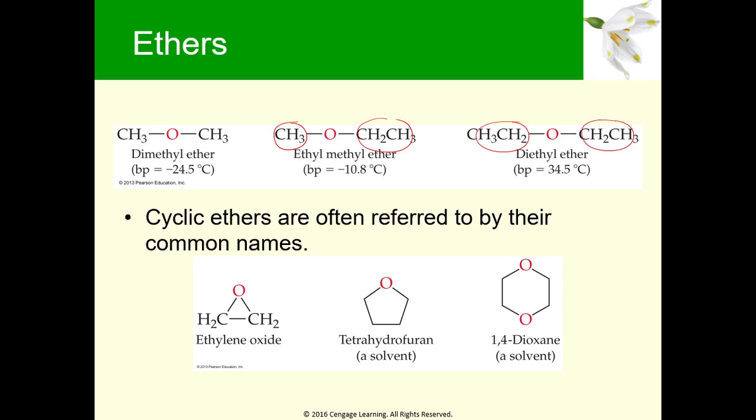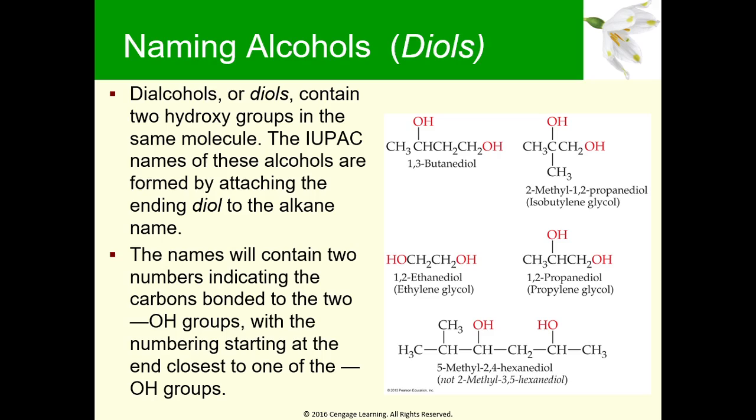So cyclic ethers can also be referred to by their common names. So this one is called your ethylene oxide. This one is your tetrahydrofuran. And this one is your 1,4-dioxane. So we also name alcohols, especially if there are two OHs, we call them your diols. So dialcohols or diols contain two hydroxy groups in the same molecule.